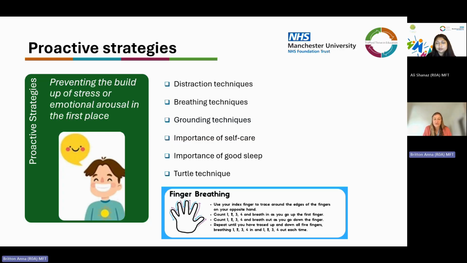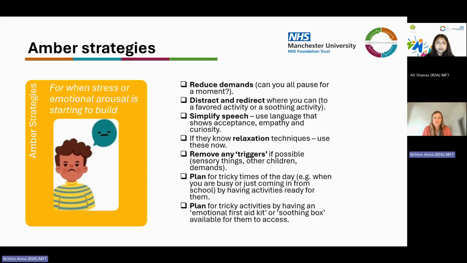Finger breathing is a nice visual way for a young person to manage their breathing, because I think breathing is quite difficult for young people to manage, and they don't often believe that it's going to be helpful. So finger breathing is in our toolkit as well.